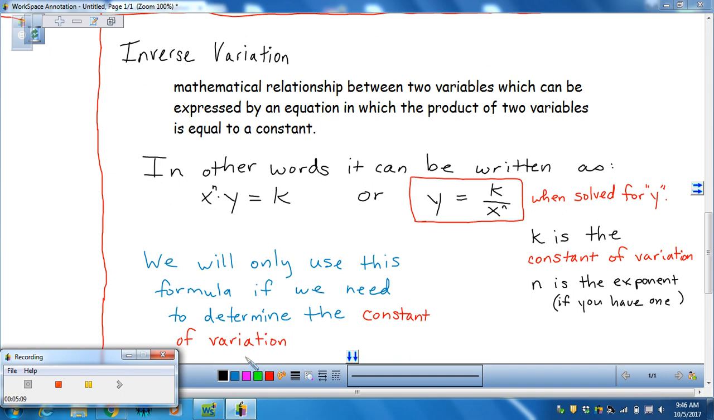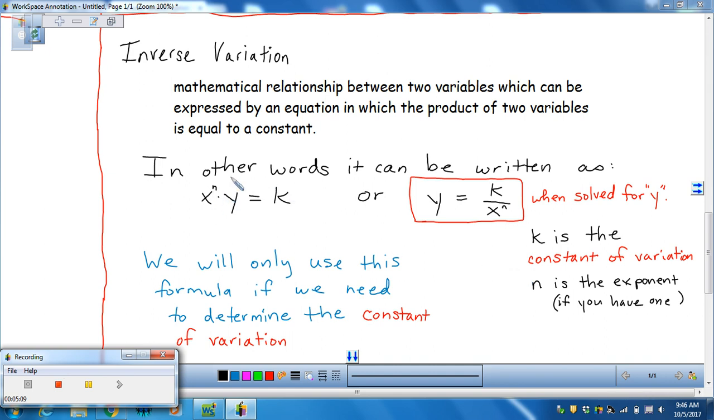Alright, our second definition is for inverse variation. Inverse variation is a mathematical relationship between two variables which can be expressed by an equation in which the product of two variables is equal to a constant. So this time I'm multiplying x times y and I'm getting the constant k. Again, we've still got our little exponent here on x if we need it. Most of the time we will not have one.